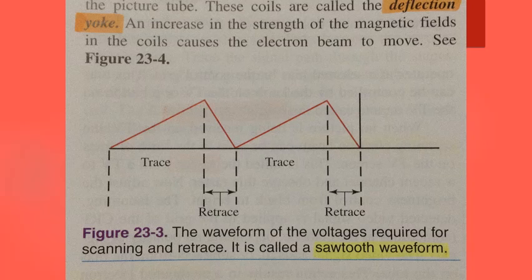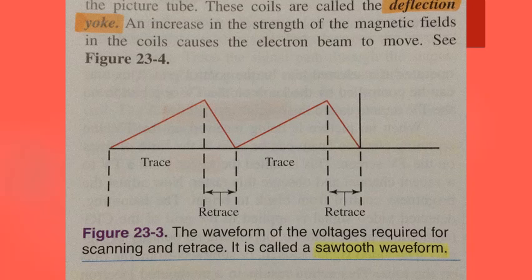The oscillators that make the scanning and retrace voltage for both the horizontal and vertical sweep must produce a waveform as shown in figure 23-3. This is a sawtooth waveform. Notice the gradual increase in voltage during the sweep and the rapid decrease during the retrace.